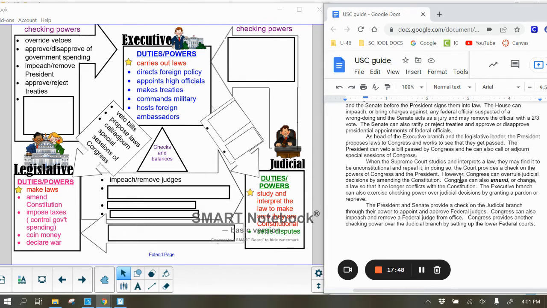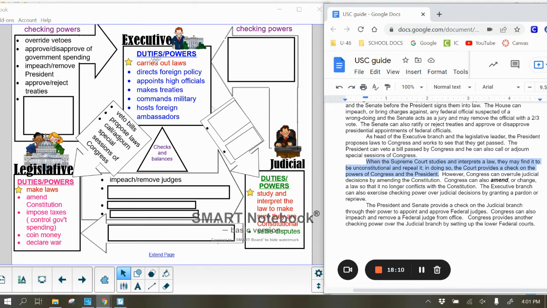Next, when the Supreme Court studies and interprets a law, they may find it to be unconstitutional and repeal it. In doing so, the court provides a check on the powers of Congress and the president. Well, this one can't get too much easier. We have the judicial branch doing a check on Congress and the president. So it's going to go in both directions.